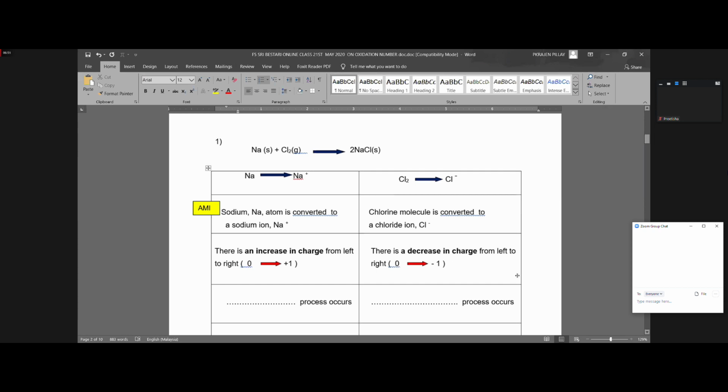You don't even have to worry about the physical state, so I remove the states. Take sodium and burn it in chlorine gas, and you get sodium chloride. We learned this when we studied Group 1 in the periodic table in Form 4: Group 1 metals burn in chlorine gas to form a salt.